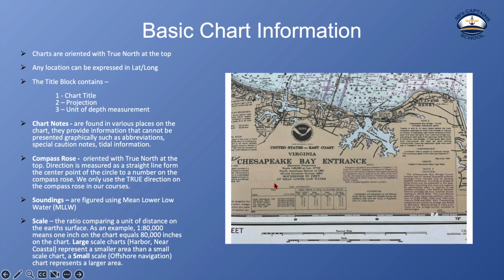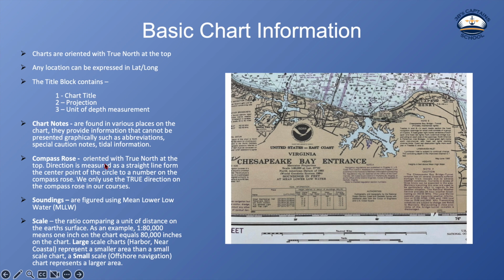These soundings in feet are taken at mean lower low water, which means they take the lowest of the two low tides every day for a period of 19 years and get the mean, or the middle, of those. That's where all these chart soundings are from. That's the datum that they use for those.